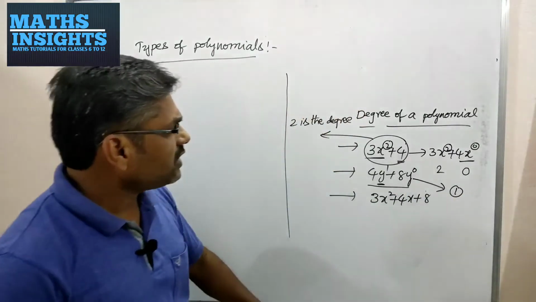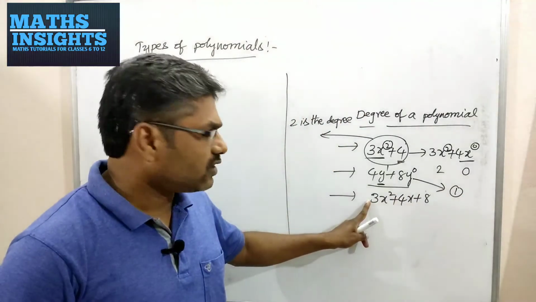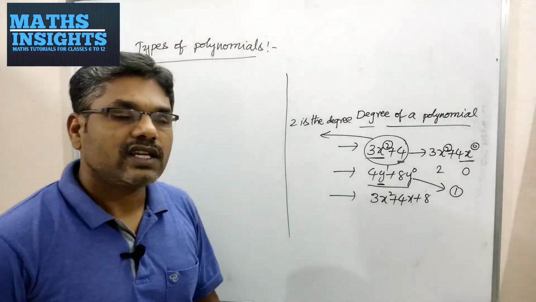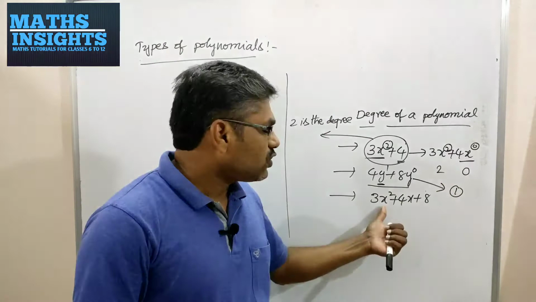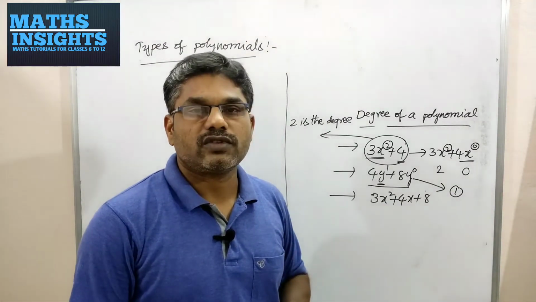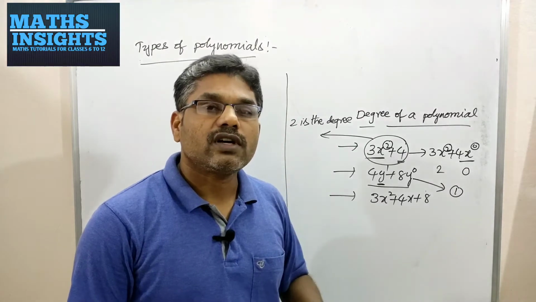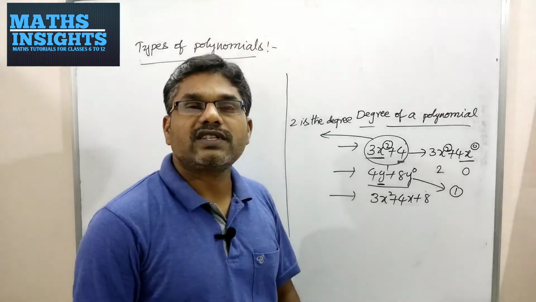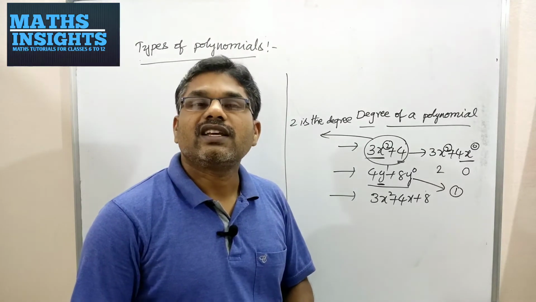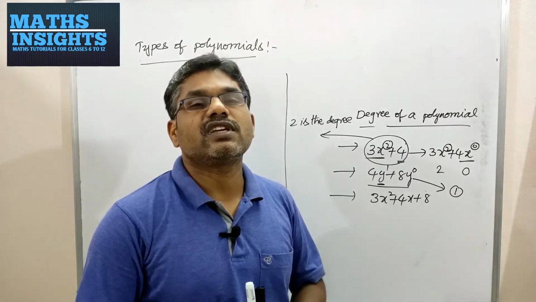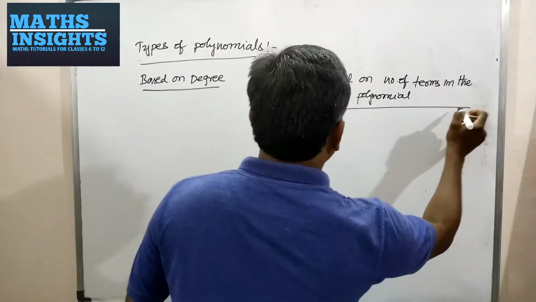Similarly, if you observe the third polynomial, 3x square plus 4x plus 8, you have 2 as the highest degree if you consider all the terms. Therefore, 2 is the degree of the polynomial 3x square plus 4x plus 8. So I think you are very clear what is the meaning of degree of a polynomial.